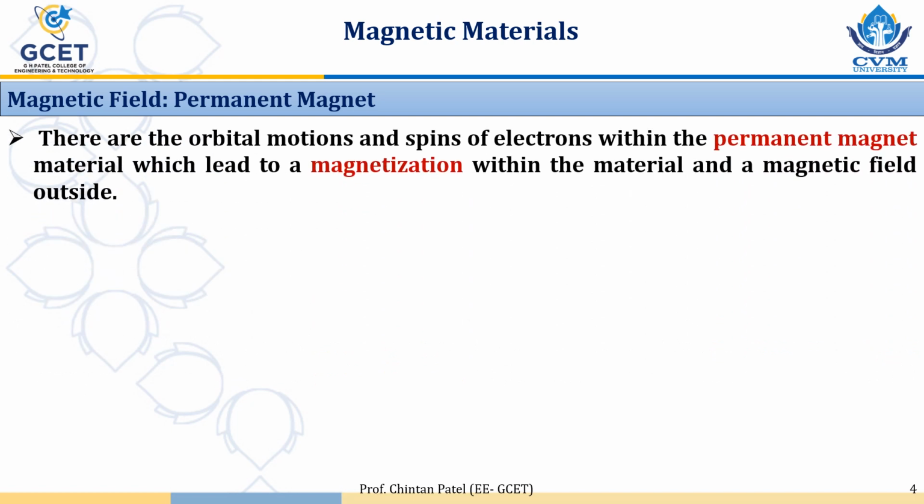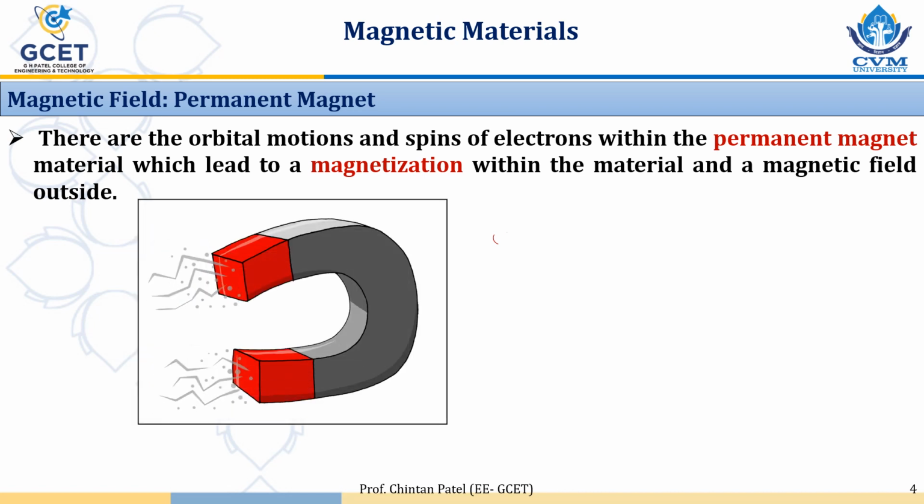In a permanent magnet, there are orbital motions and spins of electrons within the permanent magnetic material. And these two types of motions, orbital motion and spin of electrons, lead to a magnetization within the magnetic material, and around the magnetic material there is a magnetic field. So in natural condition, permanent magnetic materials generate a magnetic field around them.